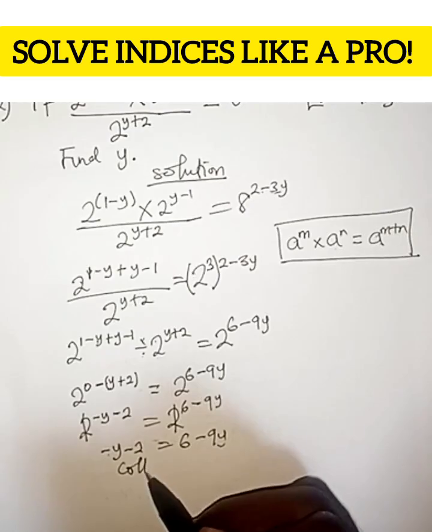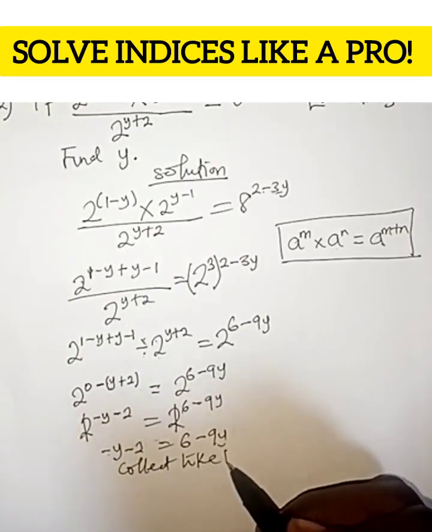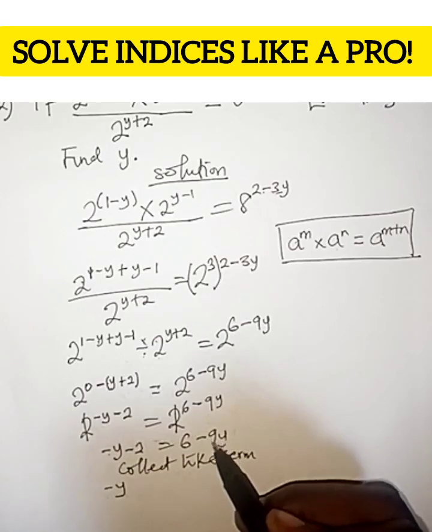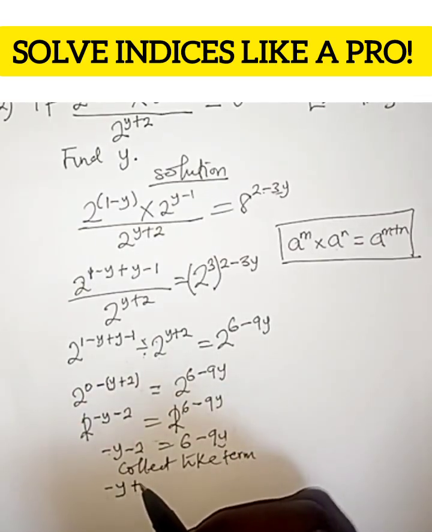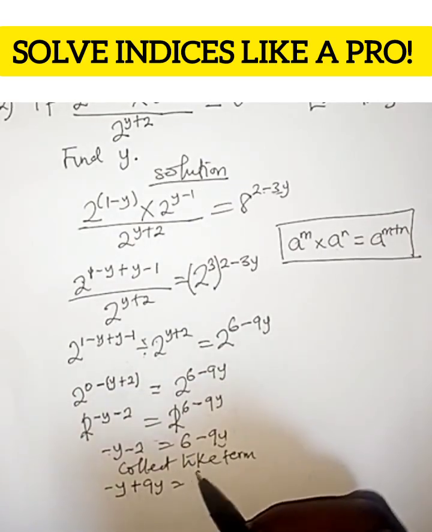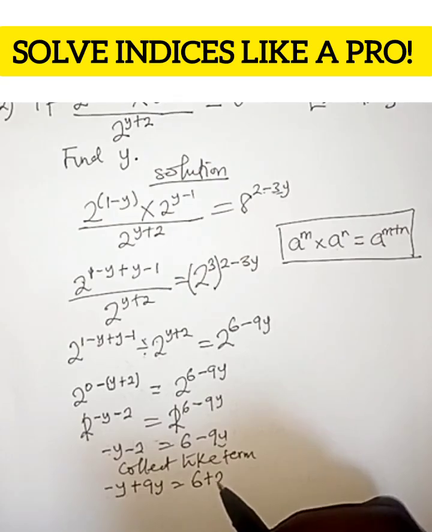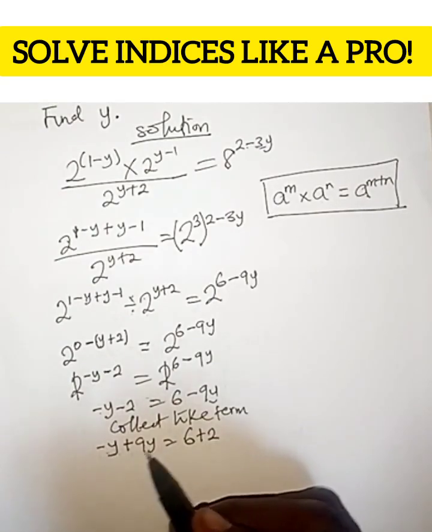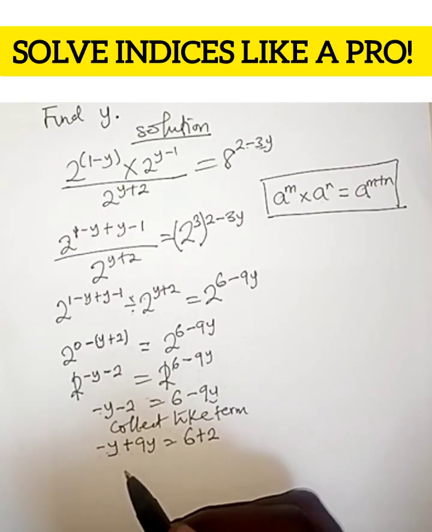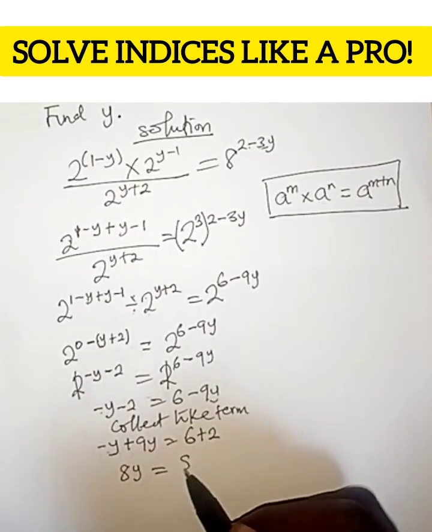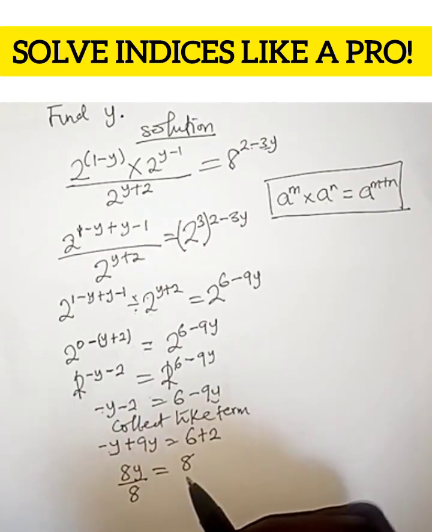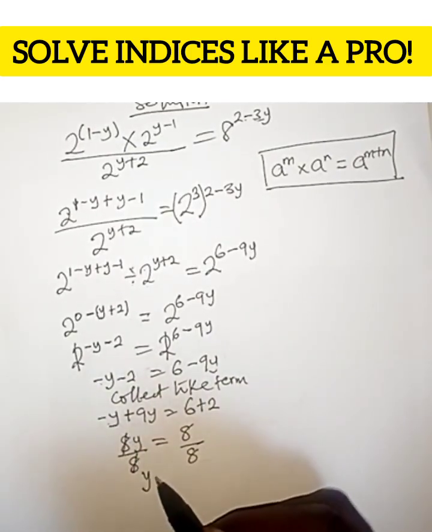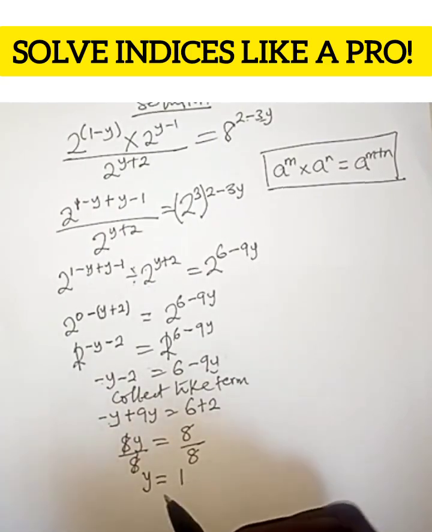Now if you collect like terms, I have minus y here, then minus 9y will move to this other side and turn to plus 9y, equal to, I'll keep my 6 here, minus 2 will come here and turn to plus 2. Then from here, minus y plus 9y gives 8y equal to 8. Divide both sides by 8. Definitely 8 cancels 8, then y equals 1.